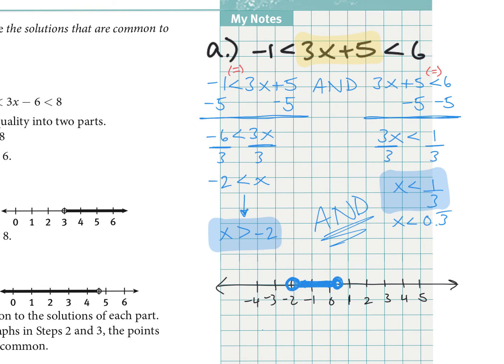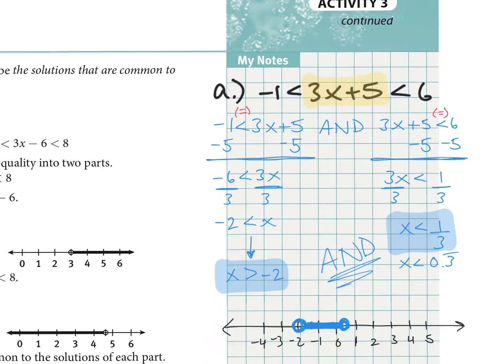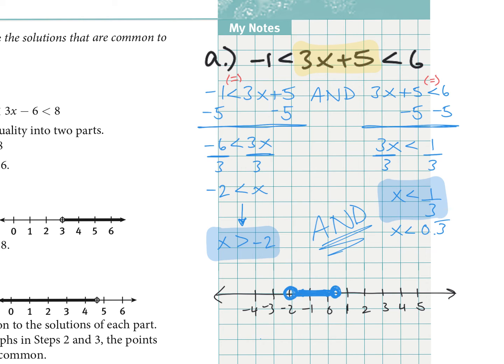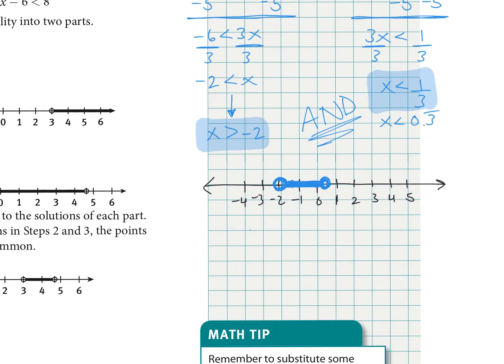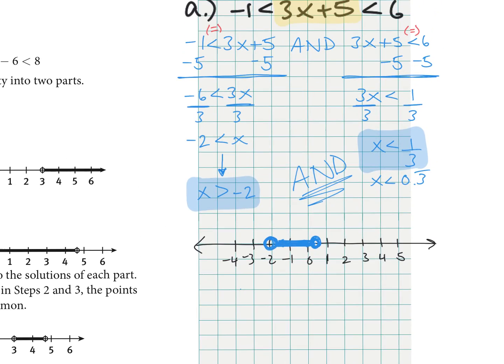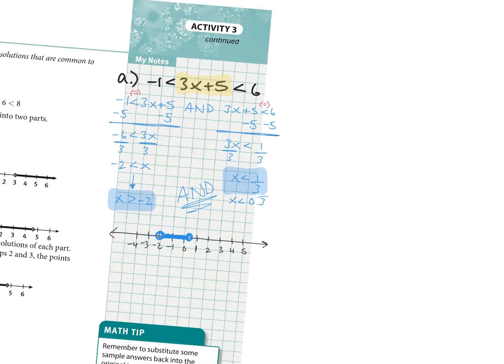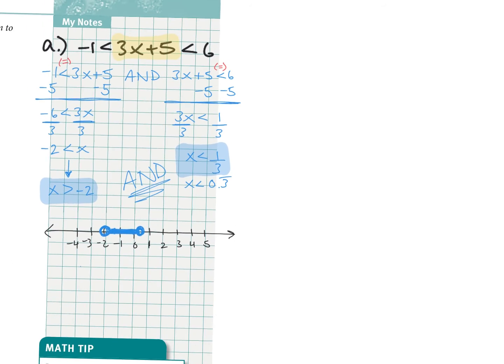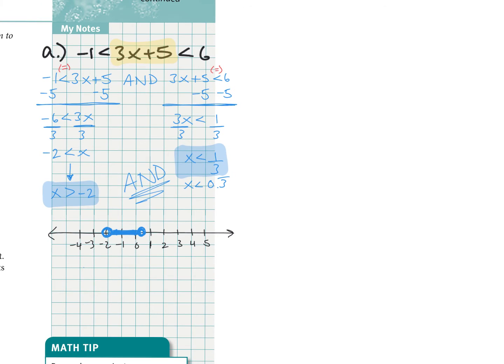Now, we're going to go ahead and try another one of these, and you're going to try it on your own. We're actually going to jump to part C because part C is going to be another inequality where we have the and. So I'm going to move it over to the margin right here, and I'm going to write down part C.